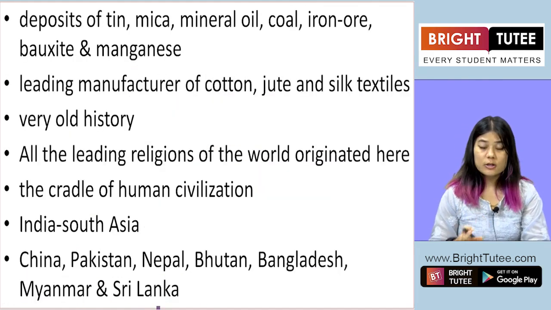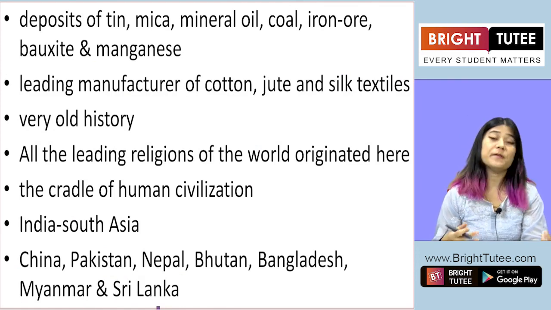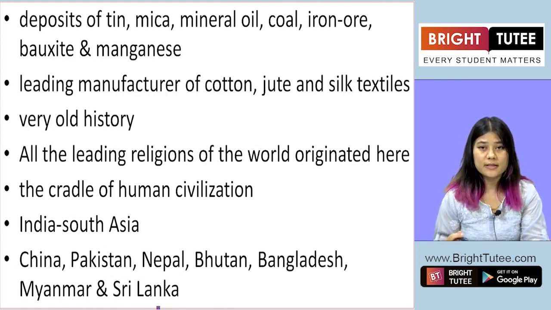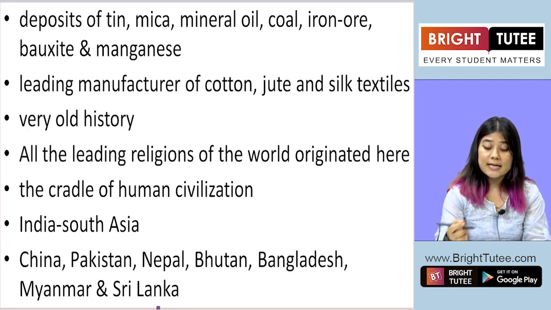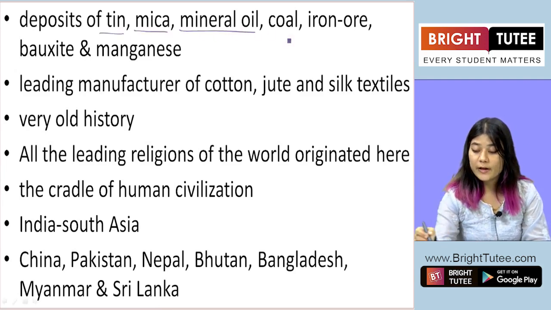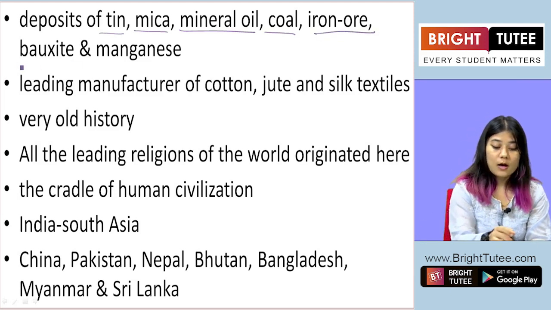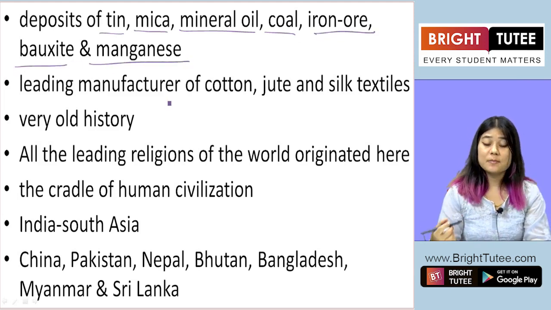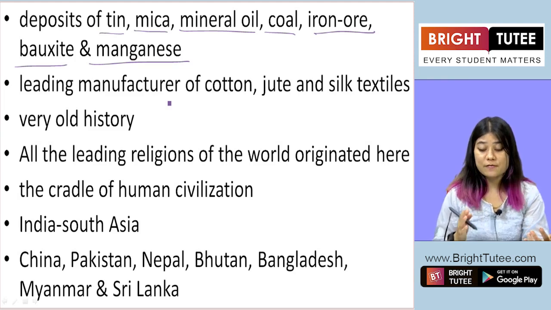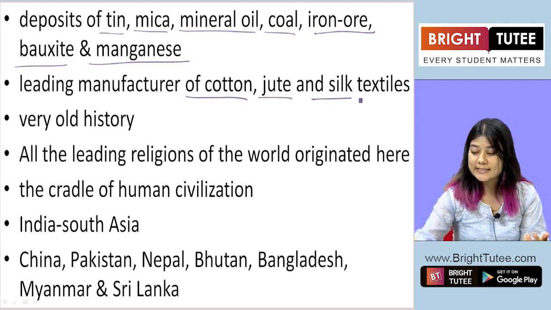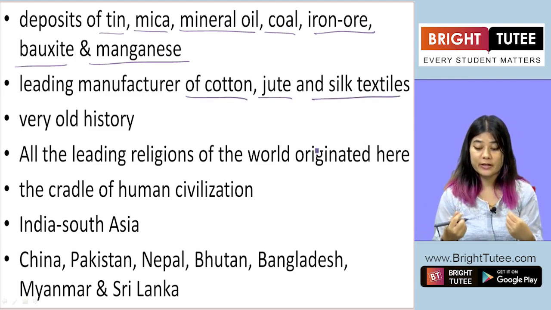Okay. Now, the continent of Asia is also very rich in mineral deposits. There are a lot of different kinds of minerals that can be found in this continent. Let's see what they are. They are tin, mica, mineral oil, coal, iron ore, bauxite, and manganese. These are some of the minerals that are found in Asia. The continent of Asia is one of the leading producers of cotton, jute, and silk textiles, the cloth, the fabric. Okay.